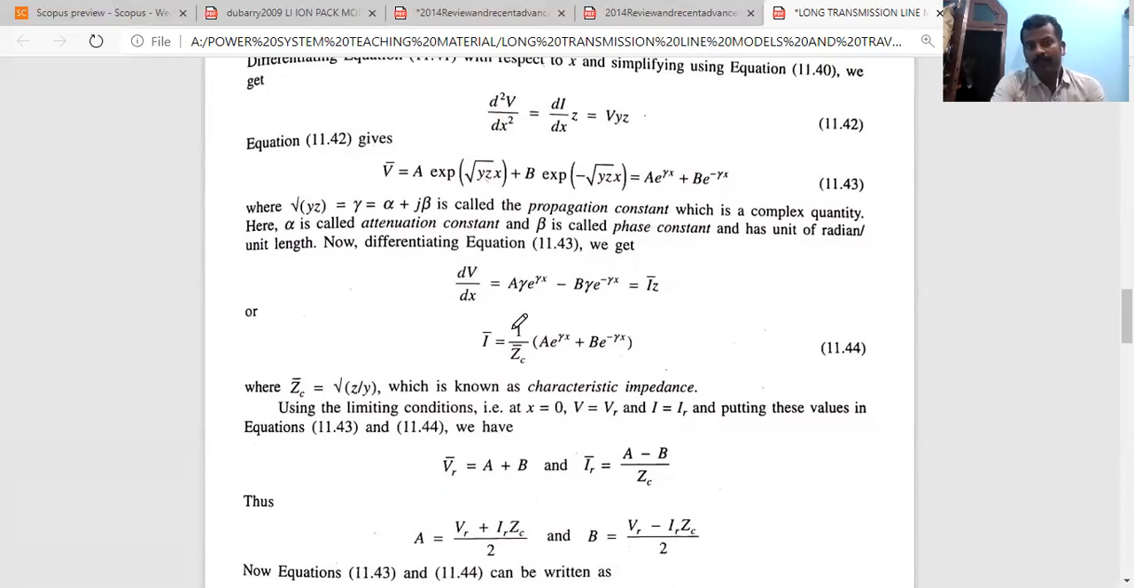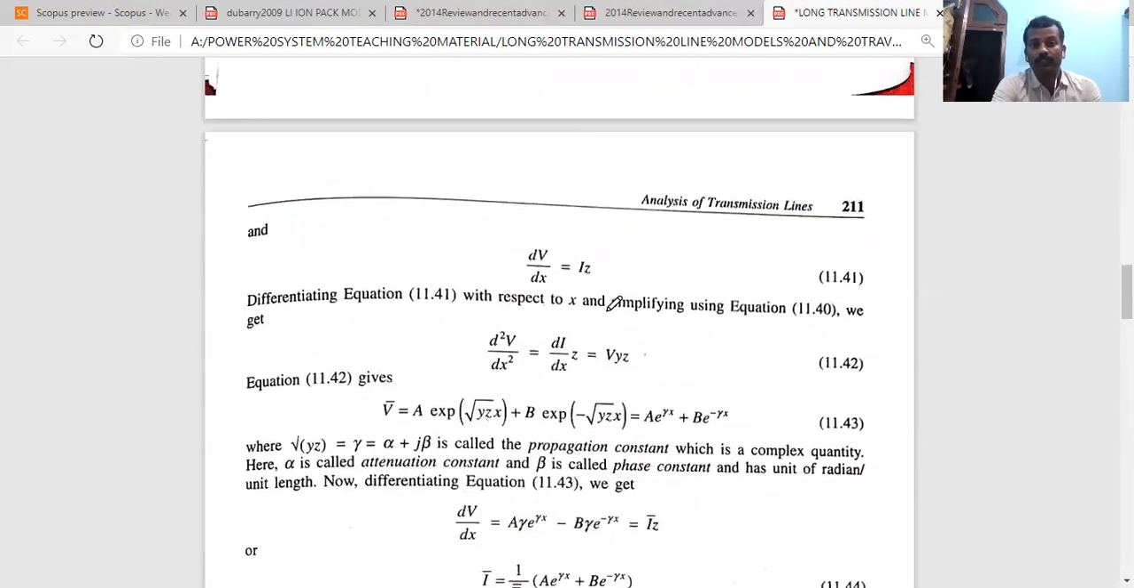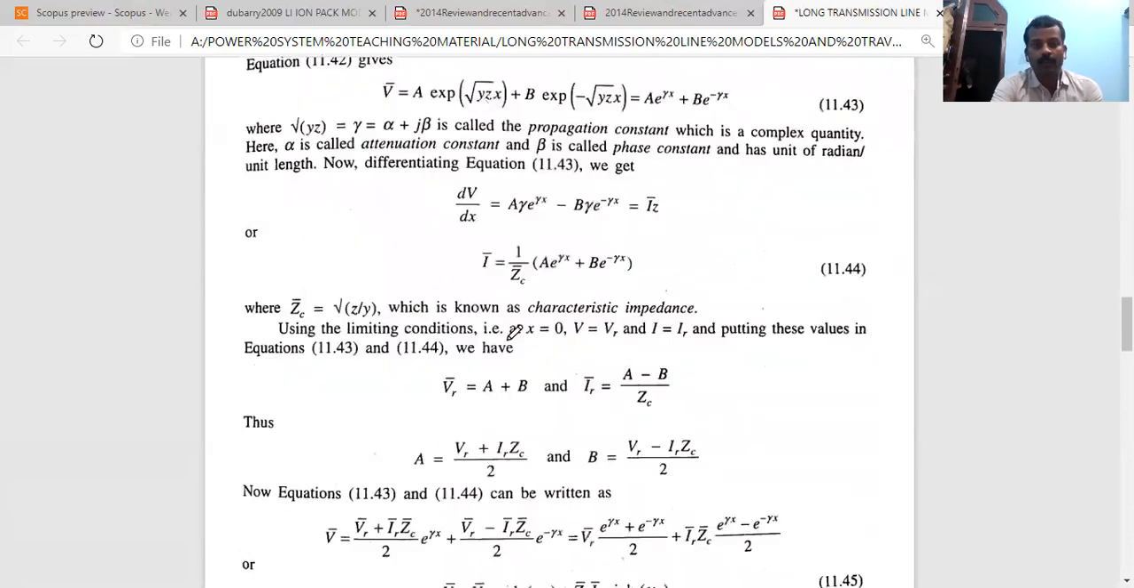Now dV by dx, from this equation, will be simply gamma multiplied by both terms, and it will be equal to IZ from the equation. This one, dV by dx was equal to IZ, right? From this equation you can calculate I equal to 1 by ZC. Here Z becomes ZC because it is considered as the characteristic impedance, and the remaining things are the same.